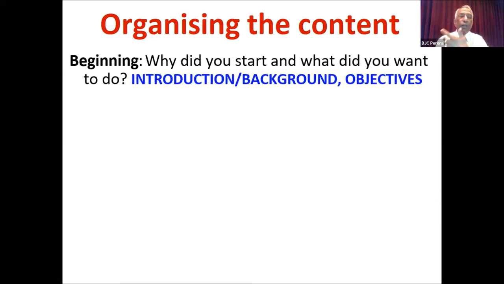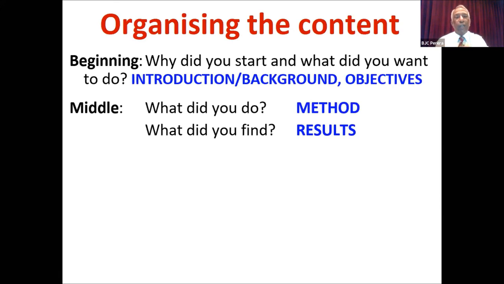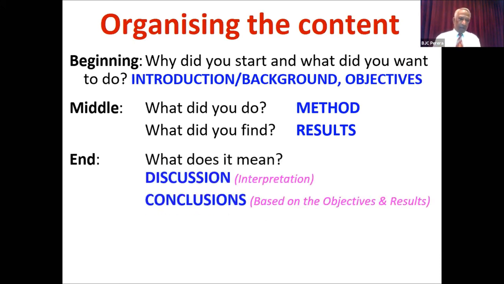Why did you start? What did you want to do? That is included in the introduction, the background, and the objectives. And in the middle of your paper, what did you actually do? That is included in the method. And what did you find is given in the results. And in the end, what does it really mean? What do all your efforts add up to? There is a discussion, which is basically the interpretation of your results. And then the conclusion, which should be based on the objectives and the results and not on anything else.